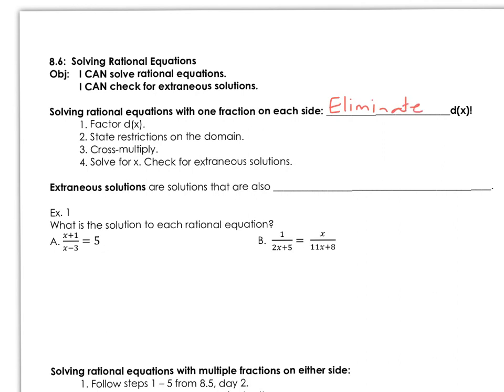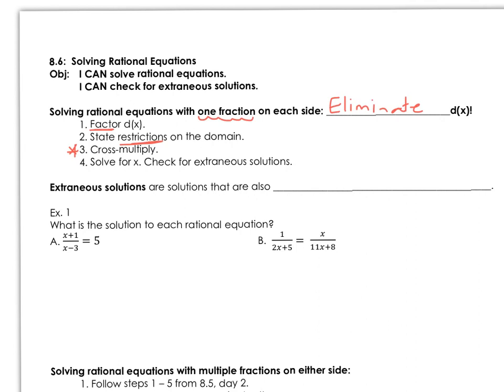And here's how we do it. The first thing we're going to do is factor, and then we're going to state restrictions. Now, if you have just one fraction on each side, step 3 is pretty straightforward, and that's what eliminates the denominator. We're just going to cross multiply. Once you cross multiply, the denominator goes away. And now it's just basic algebra.